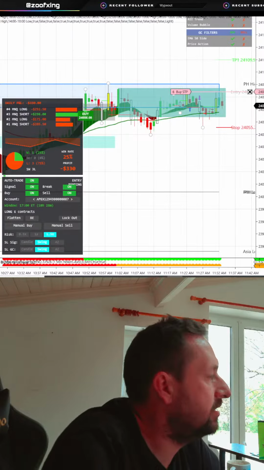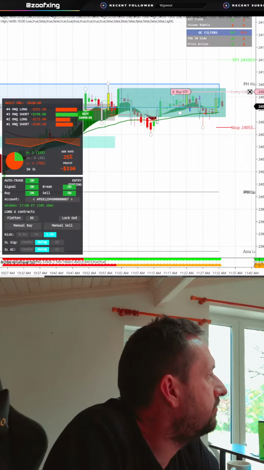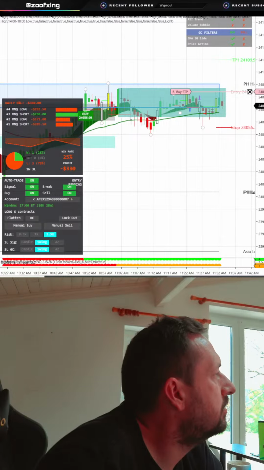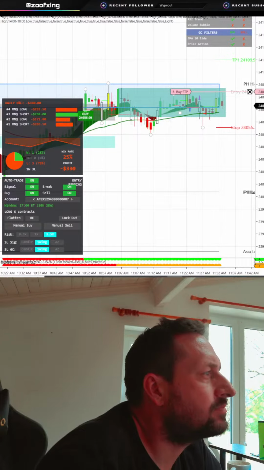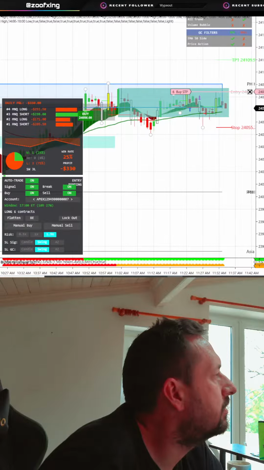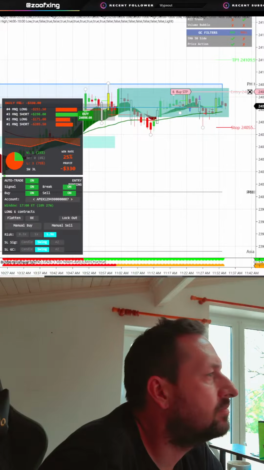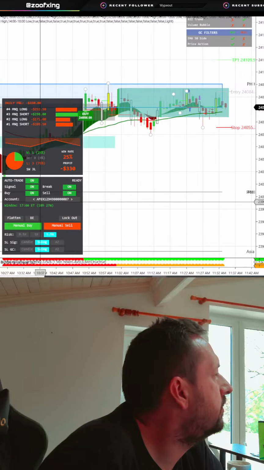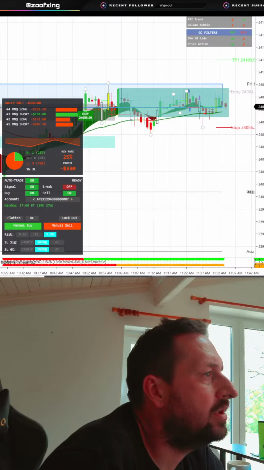It's a shitty hour. Don't really want to be trading anything this hour, by the way. Up, down, up, down, up, down. Let me just turn off this break candles. It's just too chop for that.